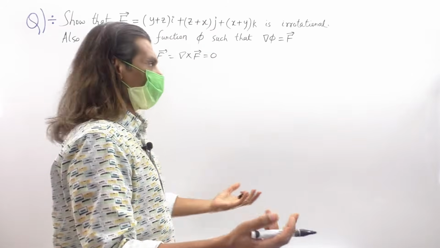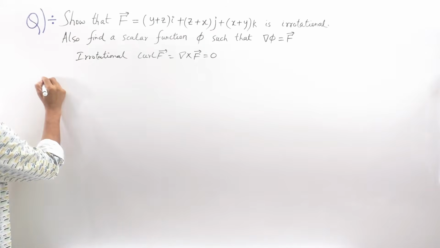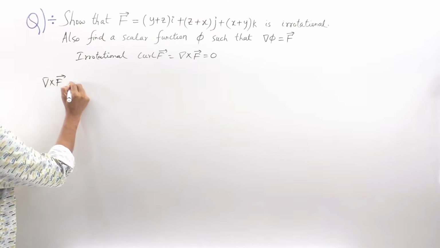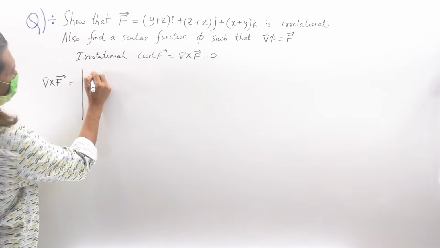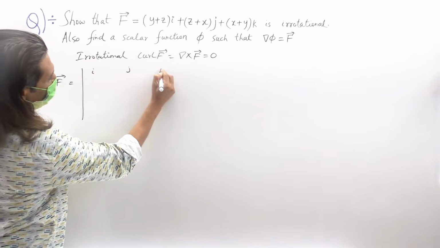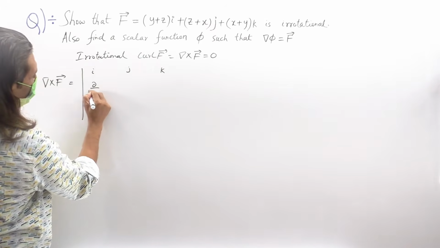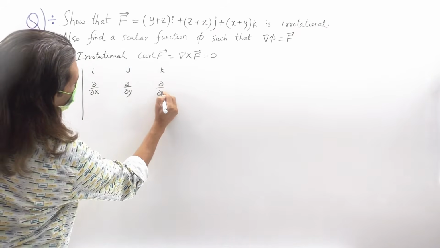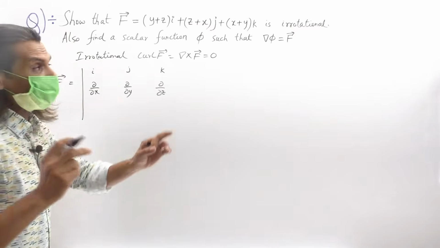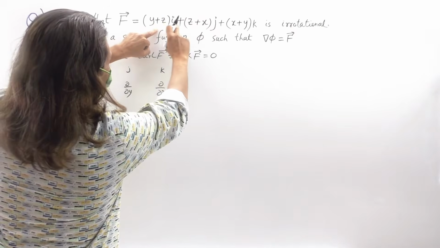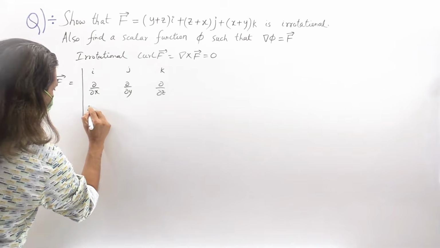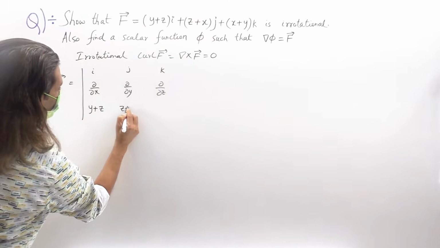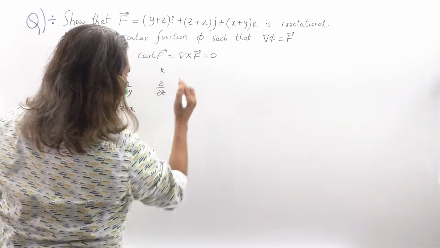So, let us do it now. What does it mean? Del cross f is nothing but the determinant with rows i j k, dou by dou x, dou by dou y, dou by dou z, and write all the components of i j k here. First comes y plus z, then j is z plus x, and below dou by dou z we have x plus y.